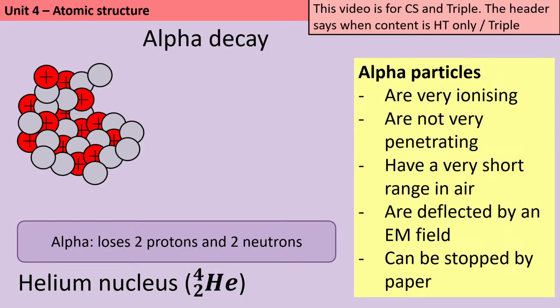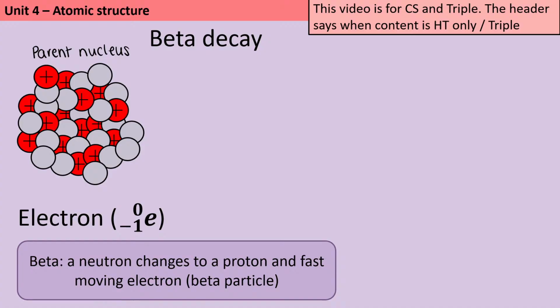Alpha particles are very ionising, so they're great at turning other atoms into ions. They're not very penetrating and can't pass very far through substances because they're so big that they're relatively easily stopped. They have a short range in air for the same reason, because they collide with molecules in the air and these stop them from travelling further. They can be deflected or pushed to the side by an electromagnetic field, and they can be stopped by a thin layer of paper.